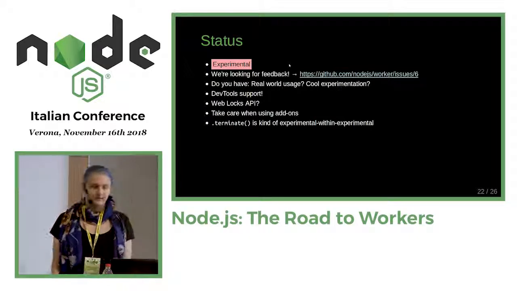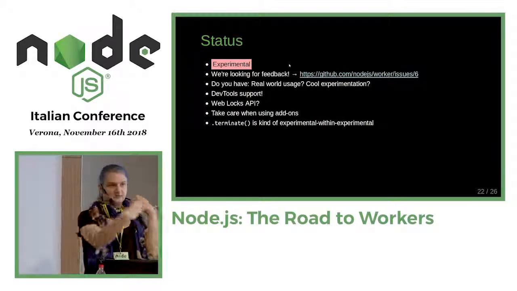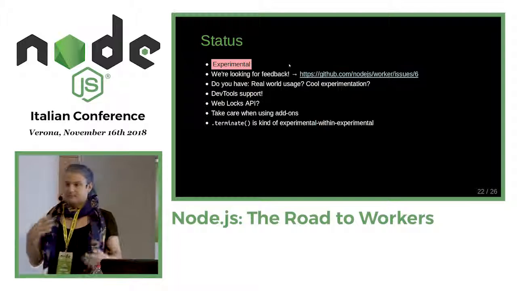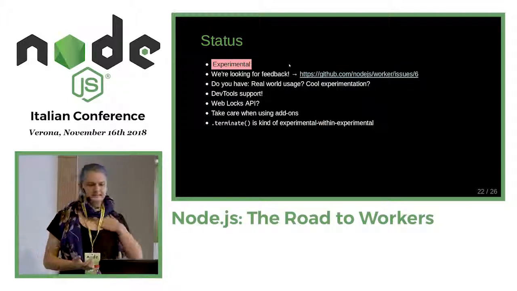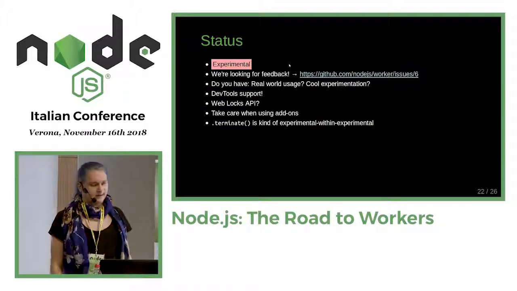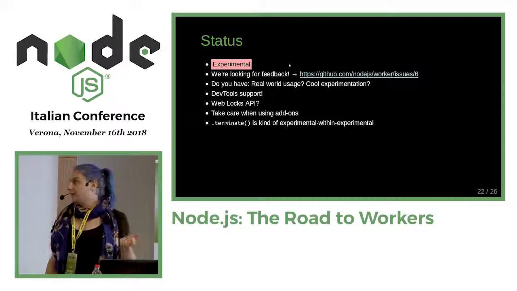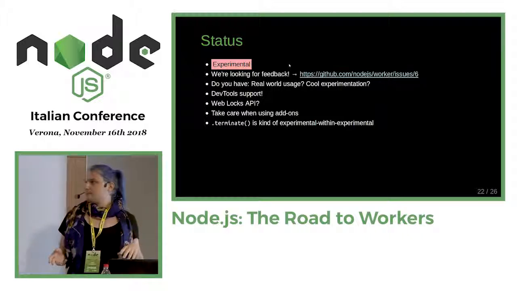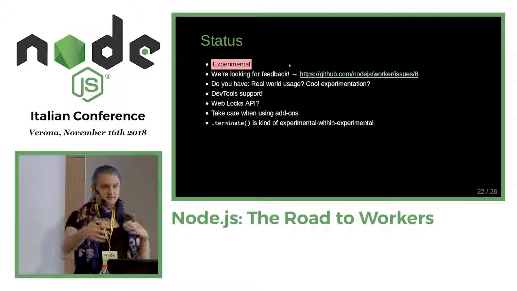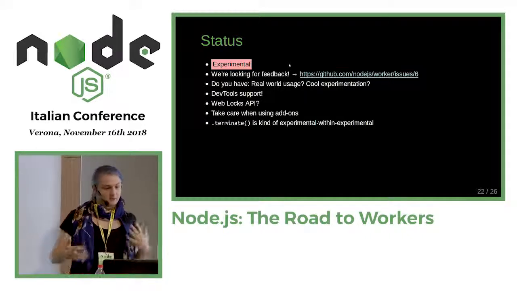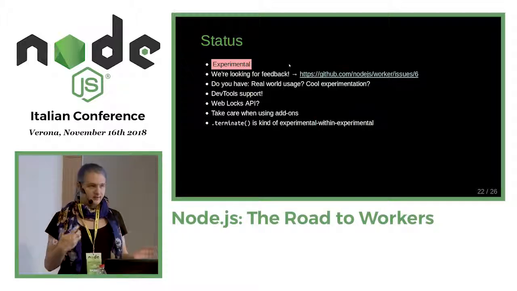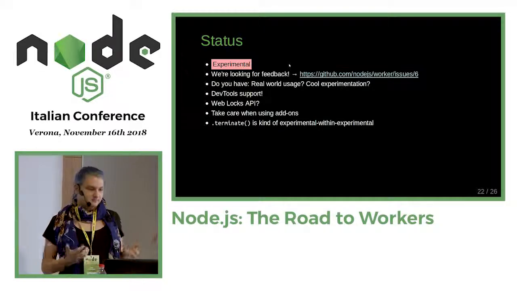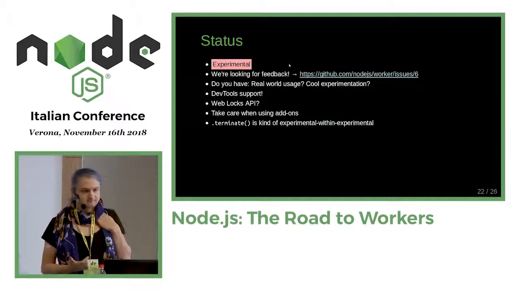Or if you have done anything with workers that you think might be interesting. By now we actually have DevTools support. That has taken quite a while. So you can use the Chrome debugger like you're used to with Node, and you should be able to inspect workers the same way you're able to inspect the standard Node.js processes.